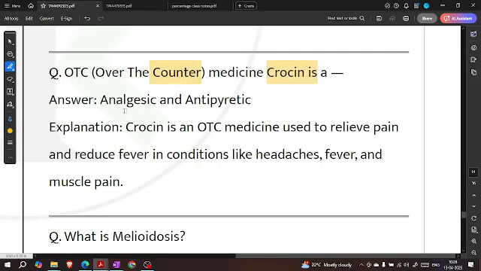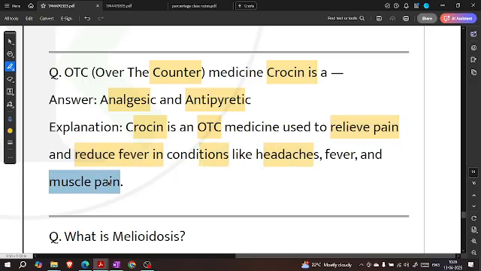OTC, over the counter medicine. Crocin is an analgesic and antipyretic. Crocin is an OTC medicine used to relieve pain and reduce fever in conditions like headache, fever, and muscle pain.